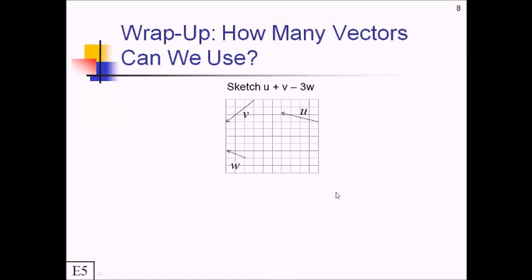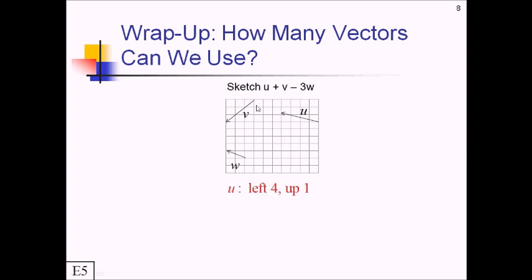For our wrap-up, we'll attempt to answer the question, how many vectors can we use at once? So we want to sketch u plus v minus 3w. See how far you can get doing this one on your own. All right, let's see if you at least got a u plus v here. So u, just for the heck of it, we'll write out what it is. We're going left 4, up 1.